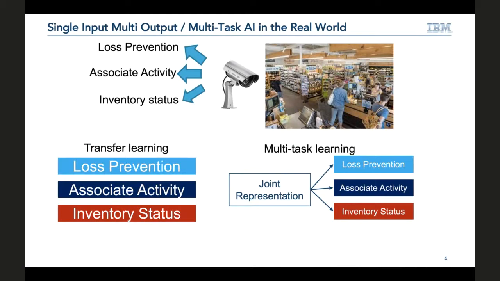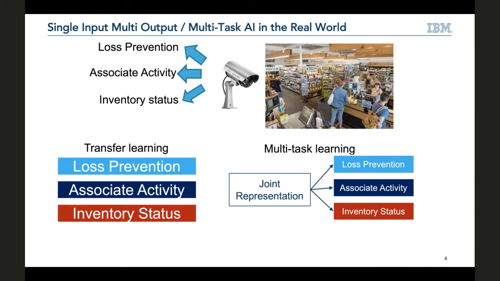But behind the camera, if we run only a single model, that's a waste of the information we are getting from the camera, because there is tons of information. We want to extract as much information as possible by running multiple models behind a single camera in parallel. This is a typical use scenario in the real world. For example, in a grocery shop, we want a model for loss prevention, another model to understand associated activities, and another model to check the inventory status. So essentially, we have a single input, multi-output scenario in the real world.